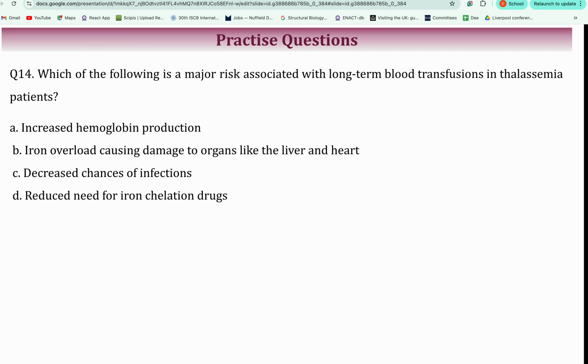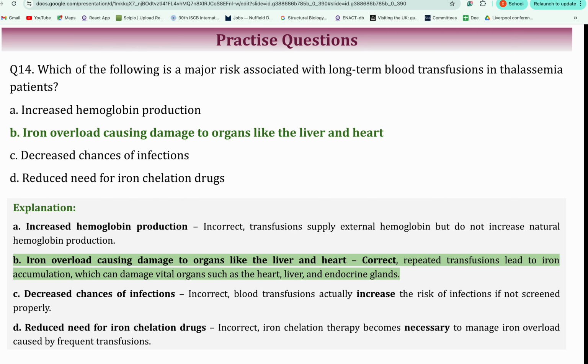Okay, now let's see what is the right answer. The right answer is option B. So that is iron overload causing damage to organs like the liver and heart. So option A was increased hemoglobin production. Sorry, this is incorrect because transfusions supply extra external hemoglobin, but they do not increase the natural hemoglobin production.